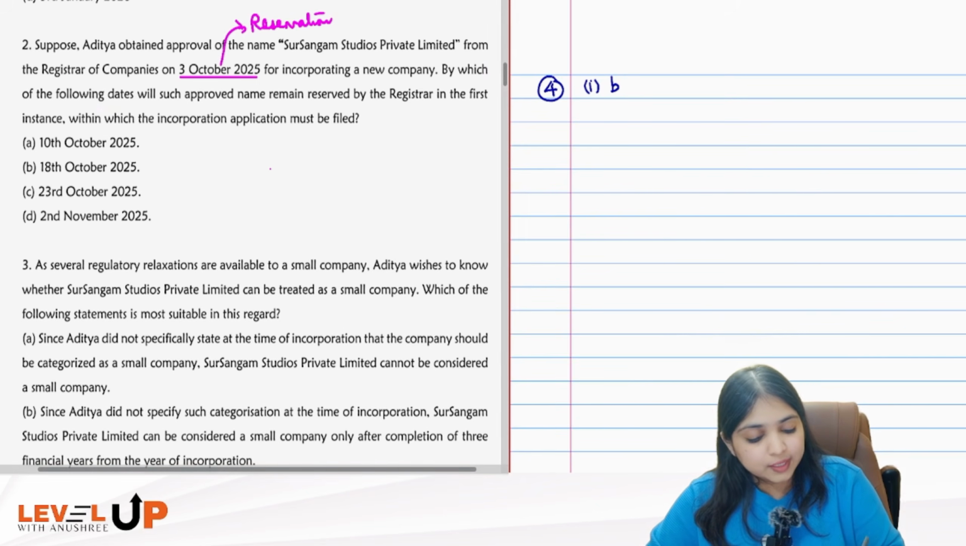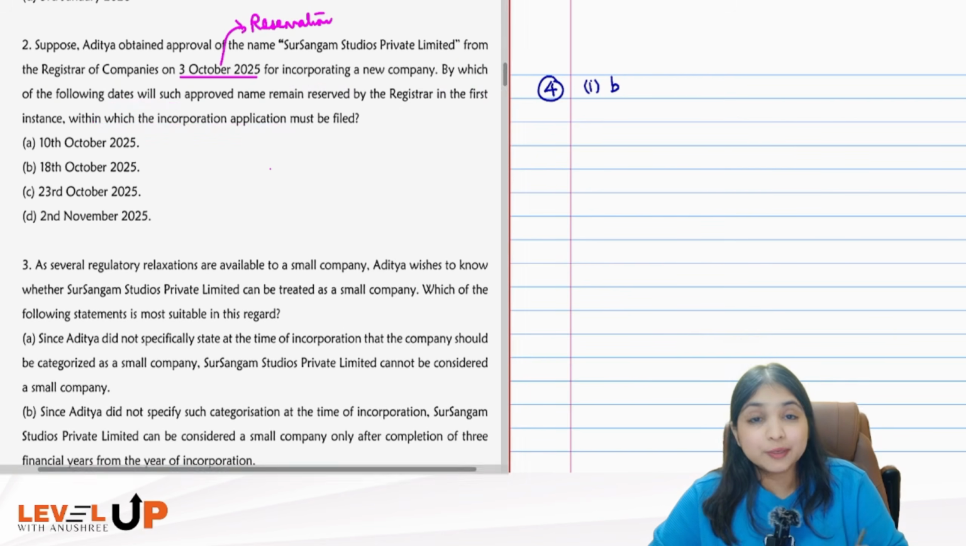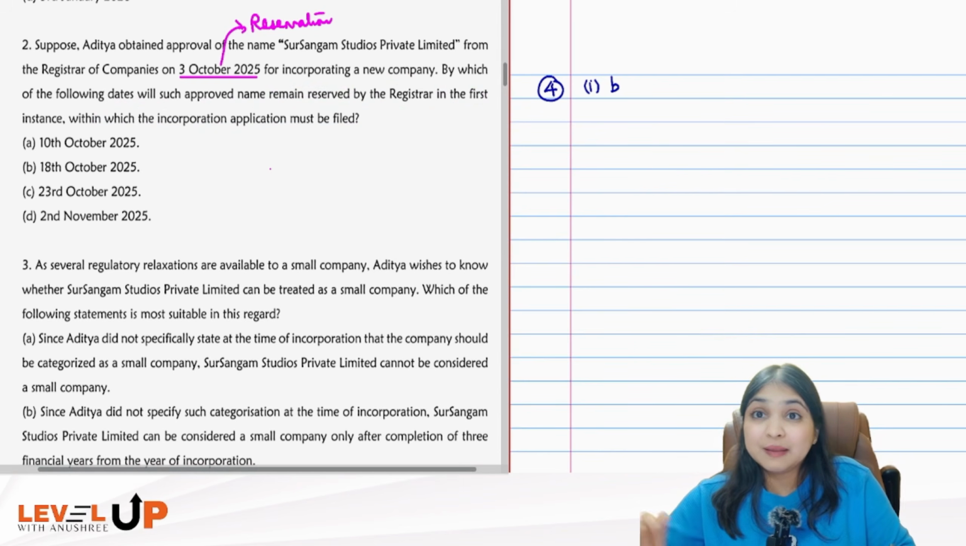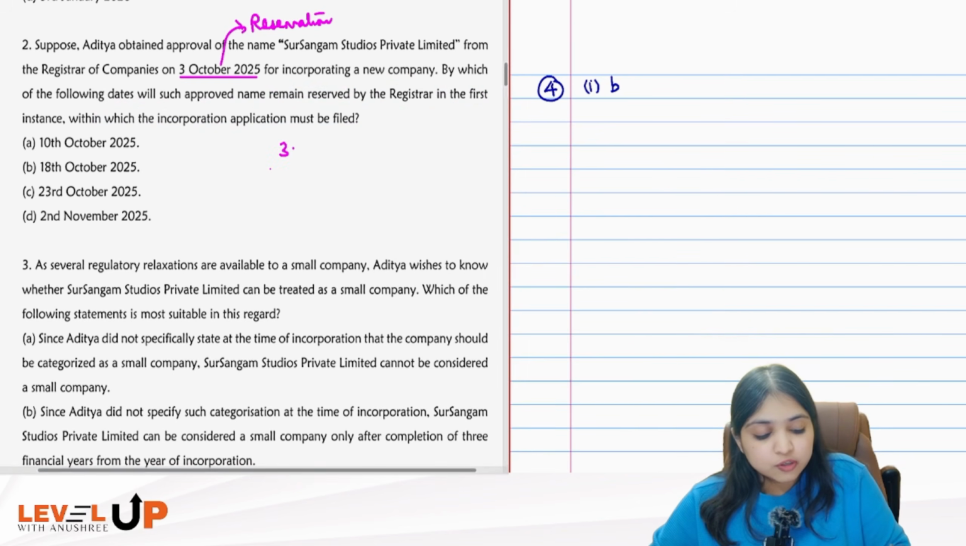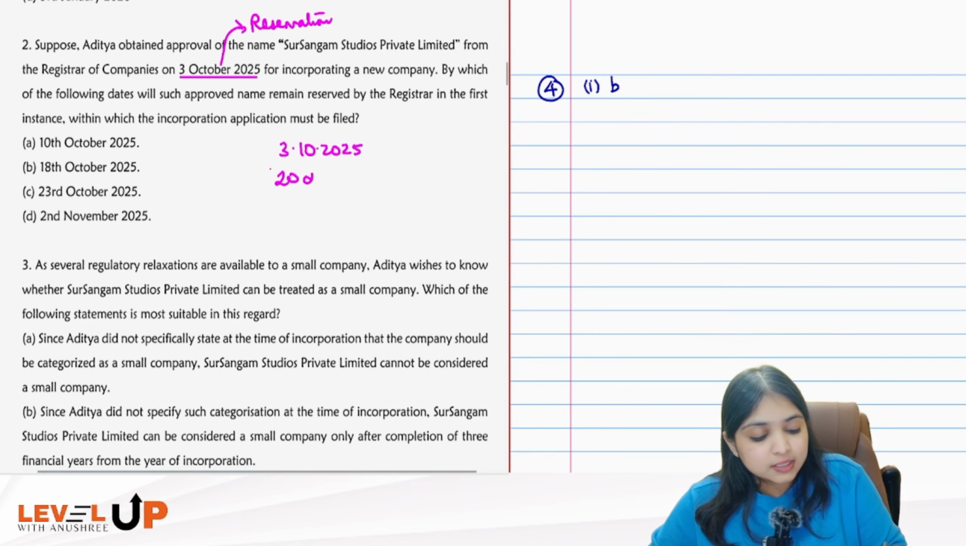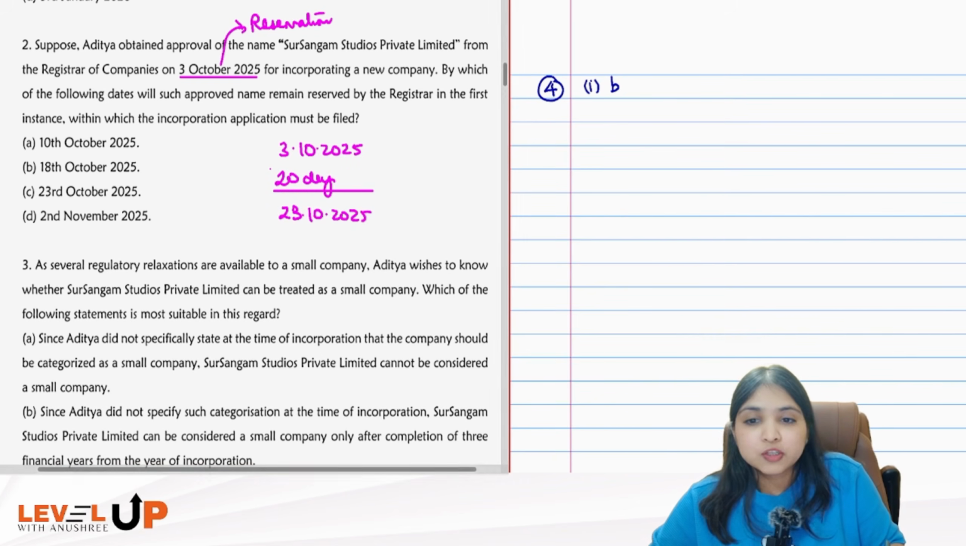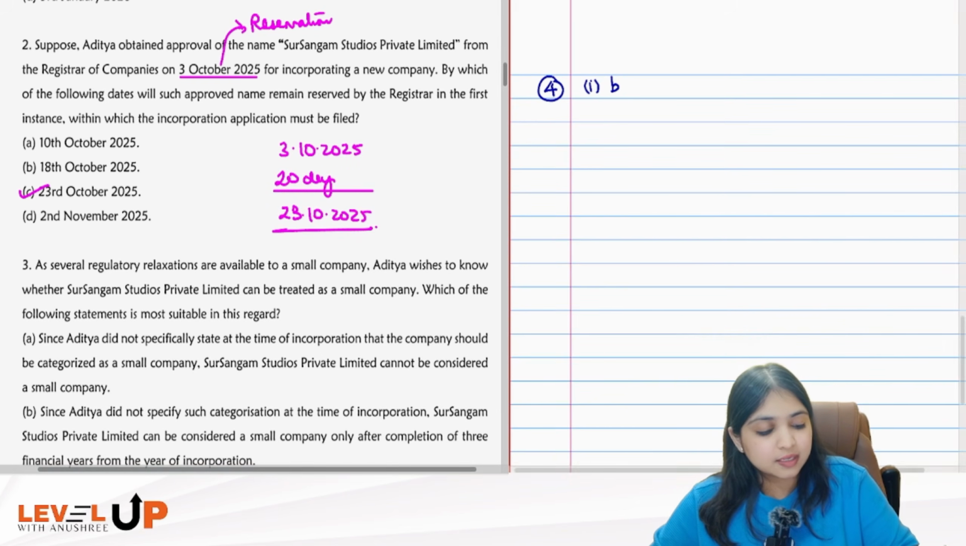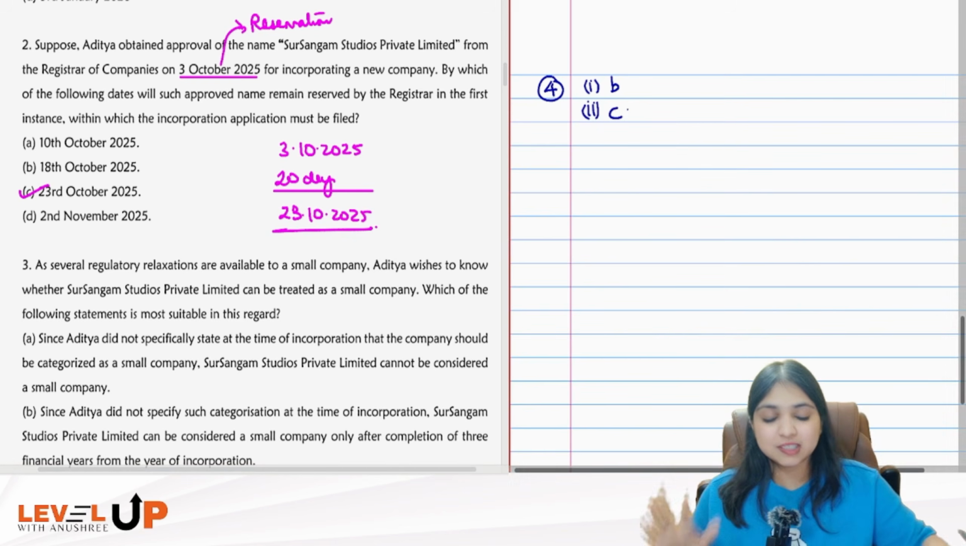By which of the following dates will such approved name remain reserved by the ROC in the first instance within which incorporation application must be filed? Name reservation will be valid for 20 days. So the name reservation was approved on 3rd October 2025. This plus 20 days will be 23rd October 2025. So only till 23rd October, that is till option C only, the name reservation will be valid.